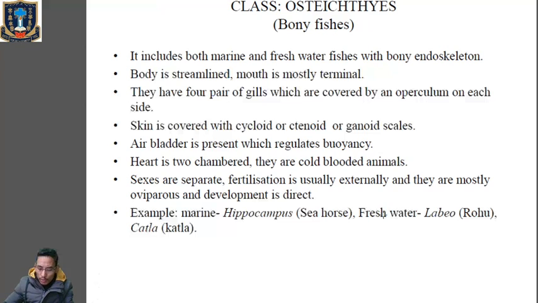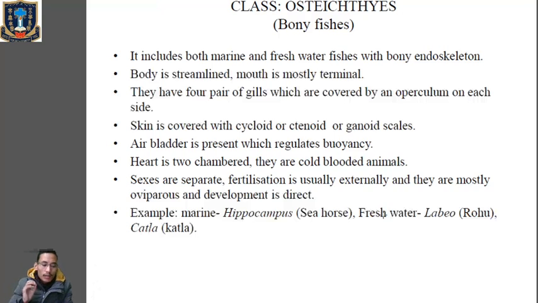Now let's go to the next one, group B or class 2, which is called Osteichthyes. It's on page number 4.59. The common name is bony fishes. It includes bony fishes, both freshwater and marine water fishes. They have bony endoskeletons, and here also the body is streamlined.